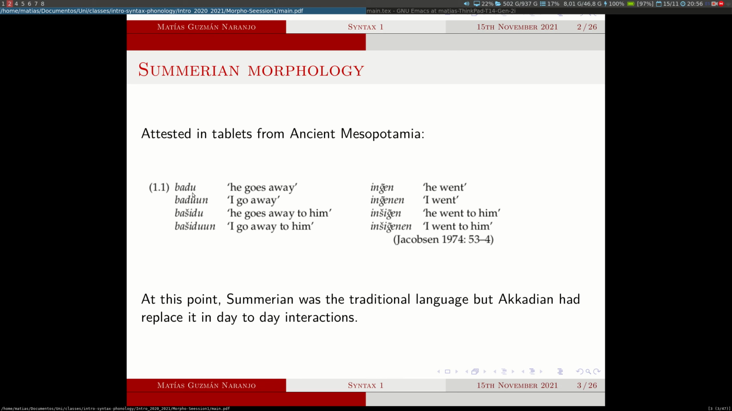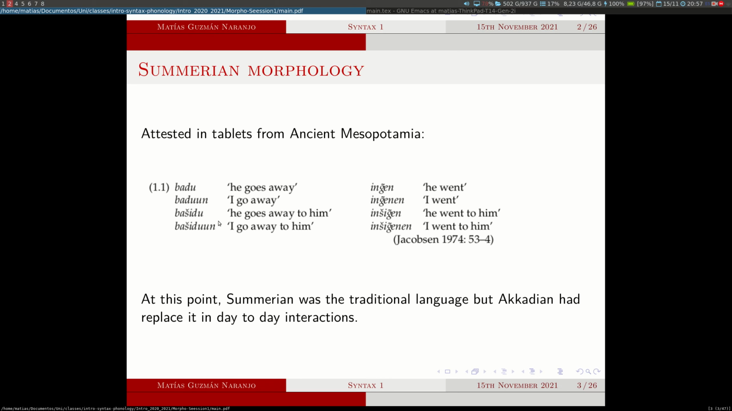You'll see here some clear evidence of inflection. So in the third singular, badu, and in the first singular, badun, you see that there is a change in the form of the verb to go from the first singular present to the third singular present. You delete this u and there is a consonantal change.